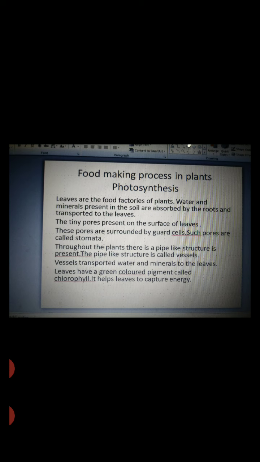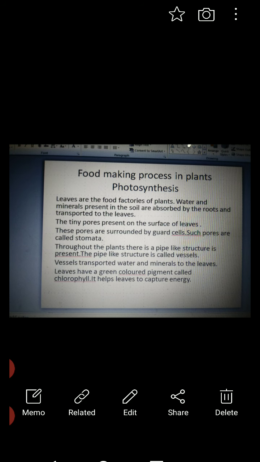Then leaves have a green colored pigment called chlorophyll. As you know, most of the leaves are green in color because of the pigment chlorophyll. What is the main function of chlorophyll? It helps leaves to capture energy.